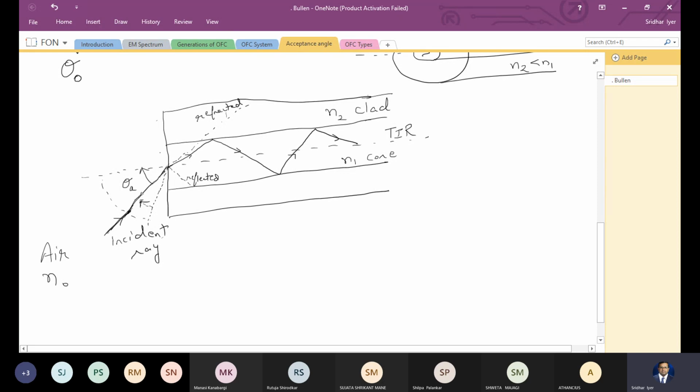Because this is getting totally internally reflected, this becomes 90 degrees. And since this is 90 degrees, I know that theta 1 will be theta c and phi 1 will be phi c. That is what we had discussed in Snell's law. And all of this is just the reflected ray.